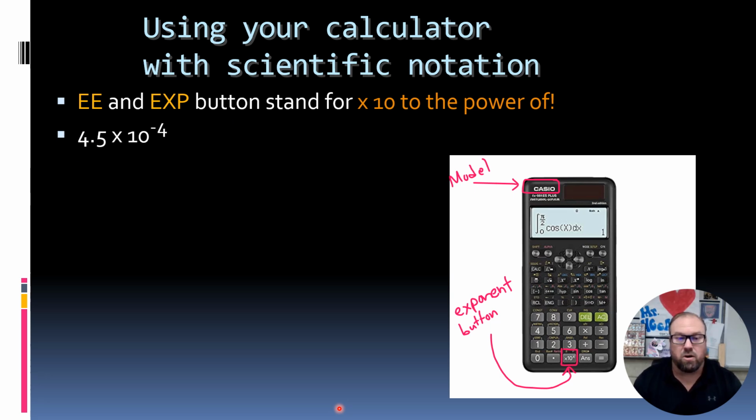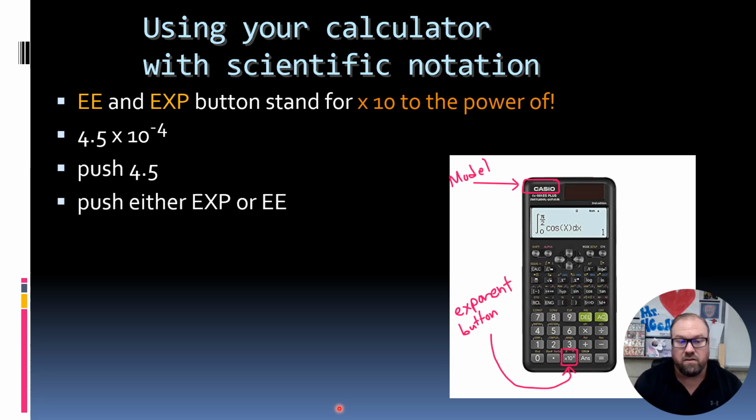Okay, so let's say we want to enter this number, 4.5 times 10 to the negative fourth. What you would do is you push 4.5 in your calculator, then you push either the EXP, the EE, or the times 10 to the X button. Those are the three most popular buttons that I've seen in the majority of calculator models out there. Even in your iPhone, which you can't use on a test or quiz, if you turn your iPhone sideways, and I'm not familiar with Google, but I'm sure Android phones have something similar.